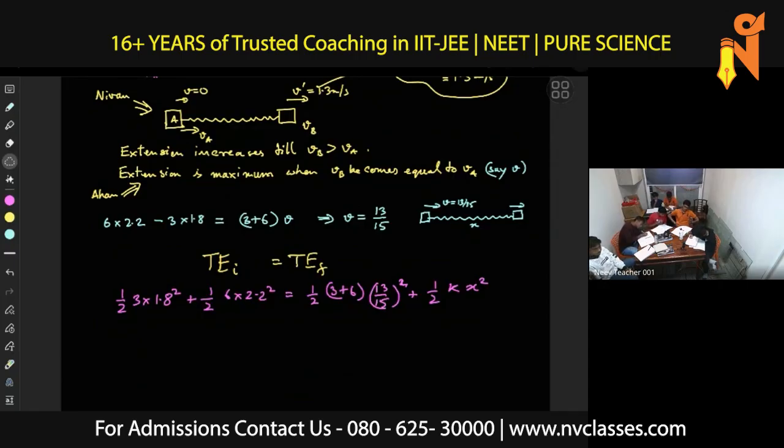When is their maximum compression, guys? Again, when they reach the same velocities. If anyone has got any velocity with respect to the other, that means the length of the spring is changing at that time. Is that clear?